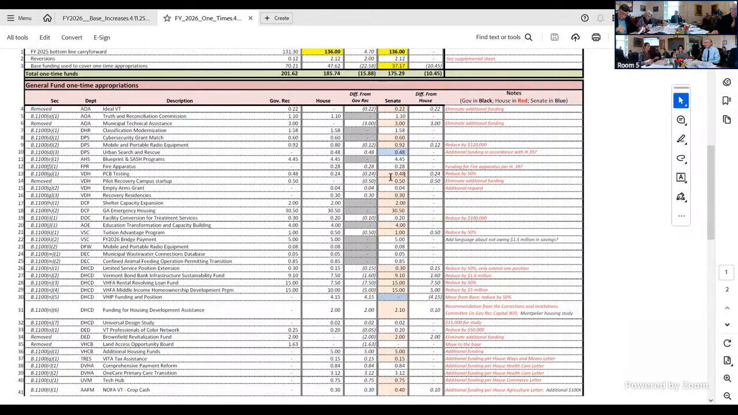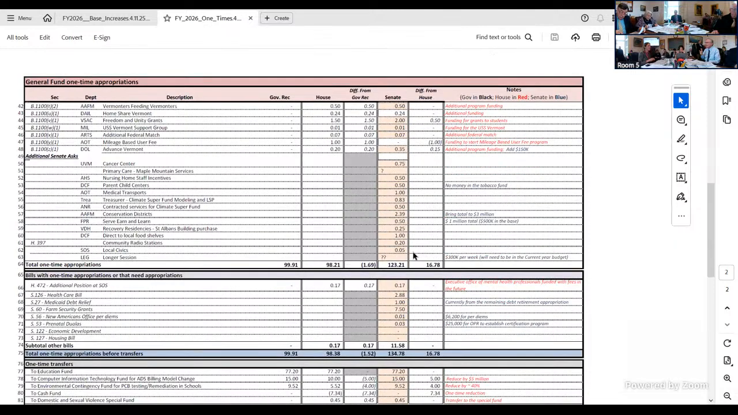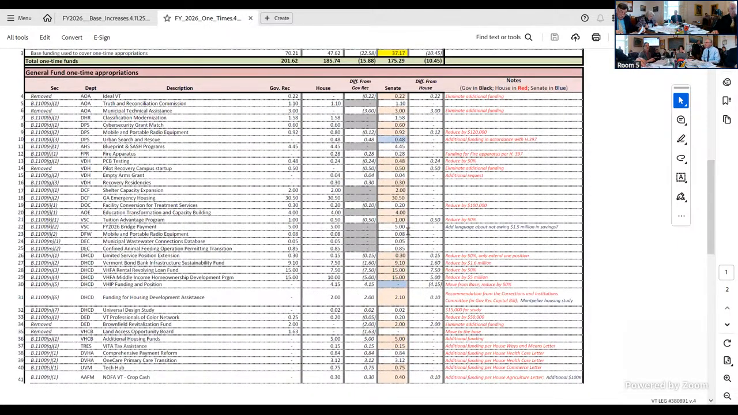So if it's highlighted, then it's still open. Are there any lines you want to ask about? My question is on line 31. Can they use it all in one year?